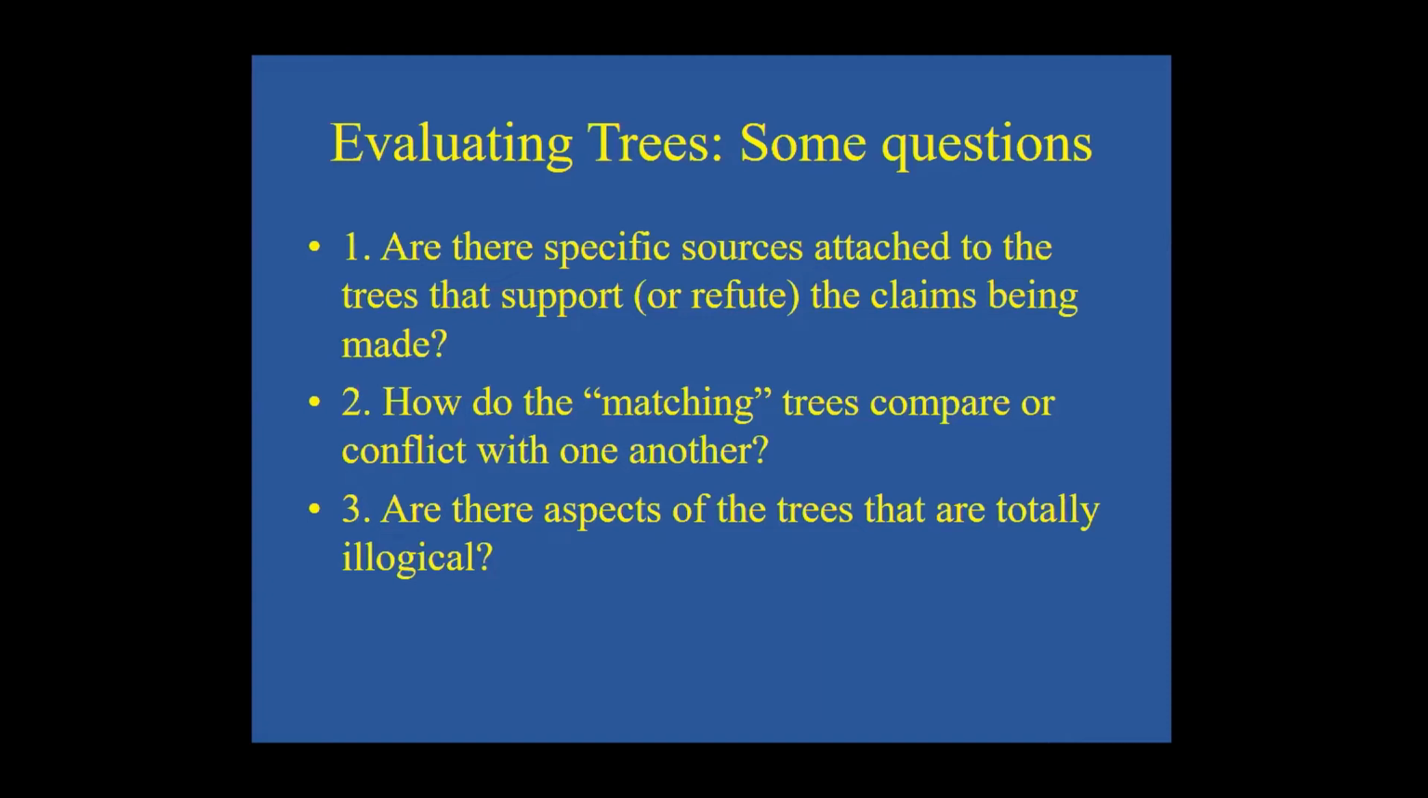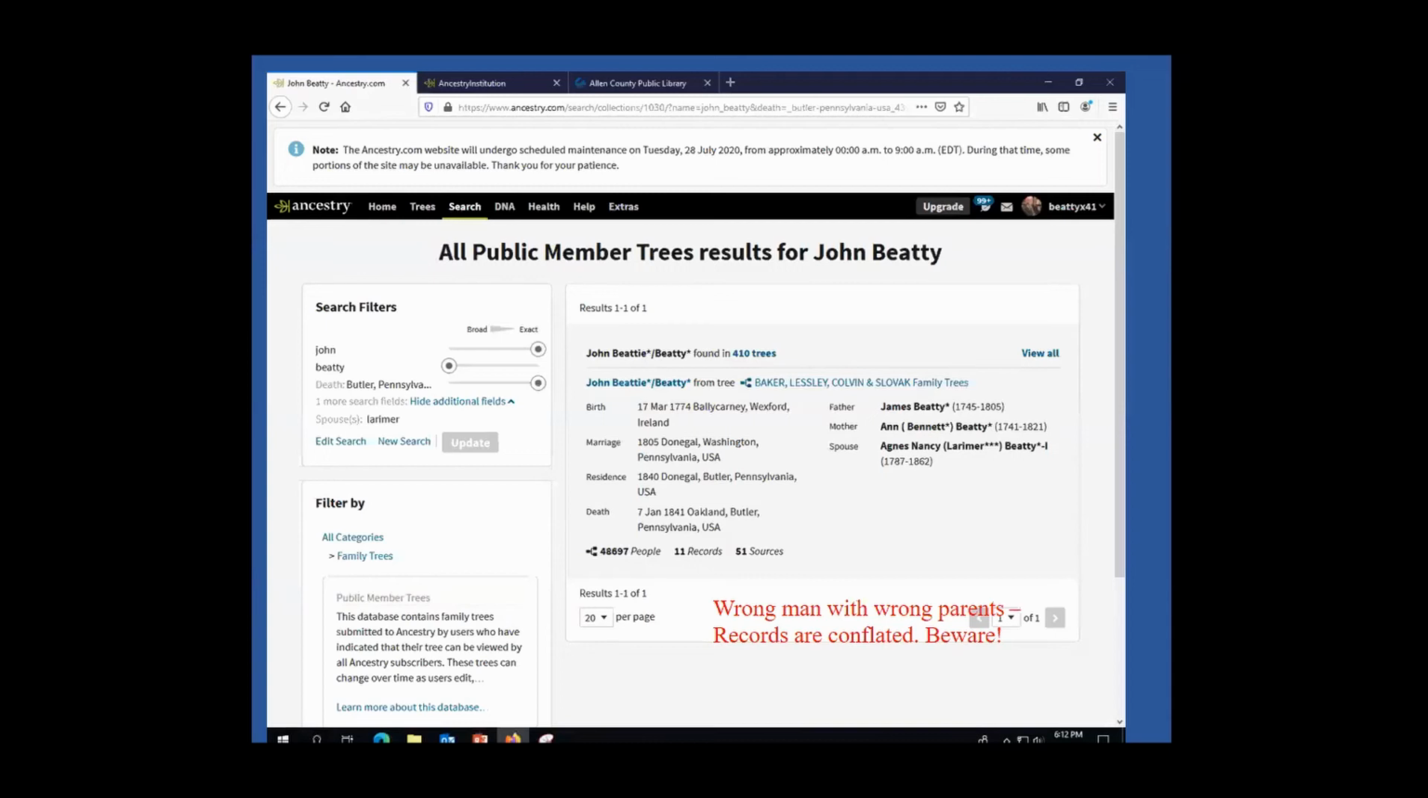So going back to our John Beatty problem here, our example, let's type in the name of the other John Beatty who was wrongly confused with mine. He died in Butler County, Pennsylvania, and had a wife named Agnes Nancy Larimer. We will also look under Butler County, Pennsylvania for his death date, and we get this screen. There are 410 trees with his name. The first example shows the wrong birth date and the wrong parents. Those are my ancestors.